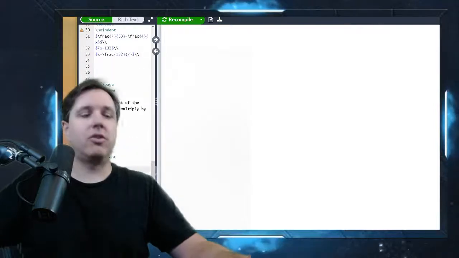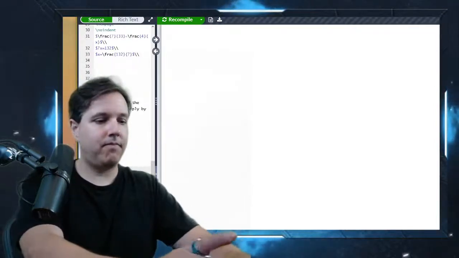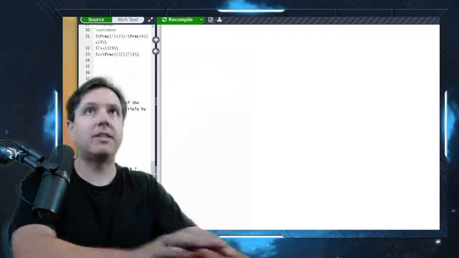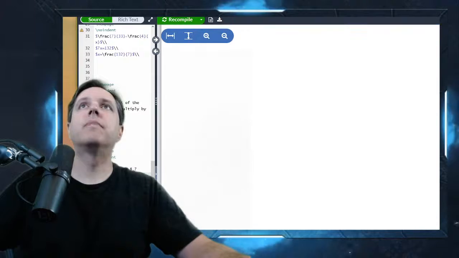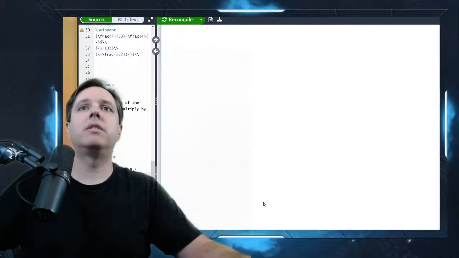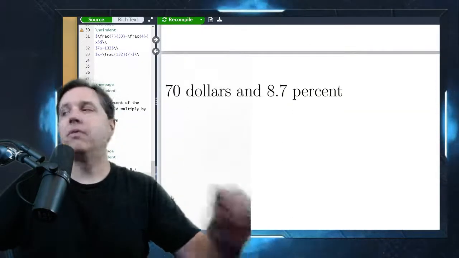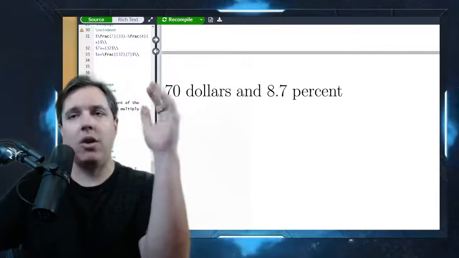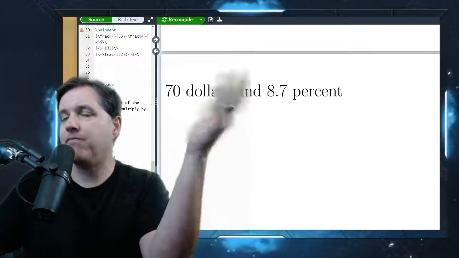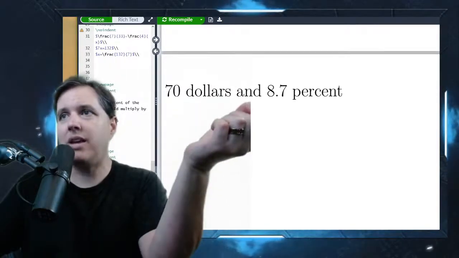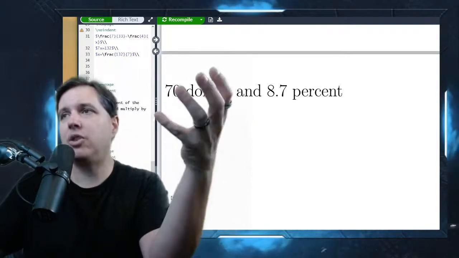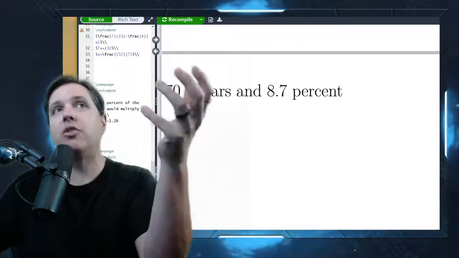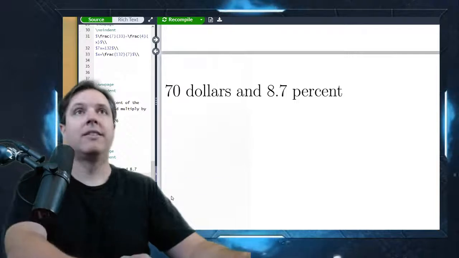So let's do it this way. $70 and 8.7%. Okay. So let's do this both ways. One where you do it in 2 steps, one where you do it in 1 step. One's not better than the other. One's quicker, but if you've just memorized the quick way and you don't understand it, then you should do the 2-step way that you understand. Right? You should always do mathematics in ways you understand, or you're going to make lots of mistakes.